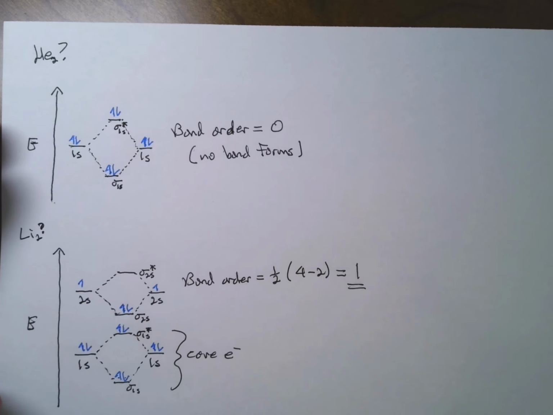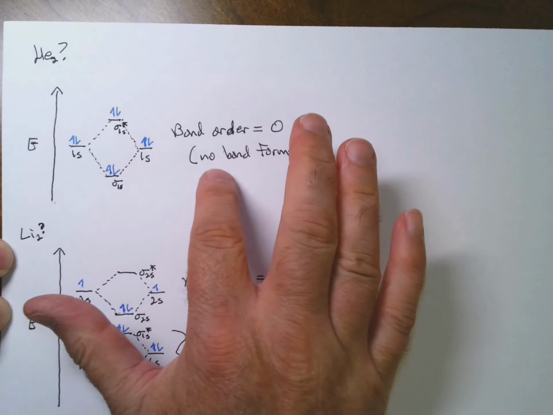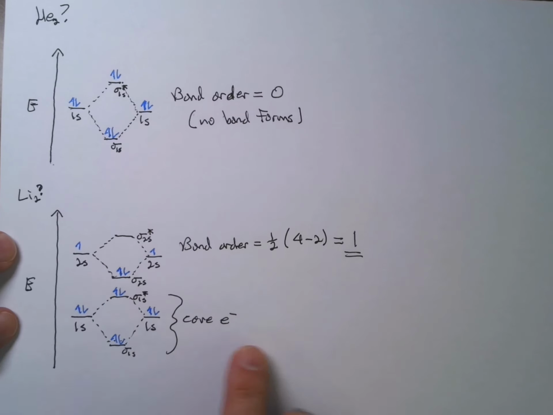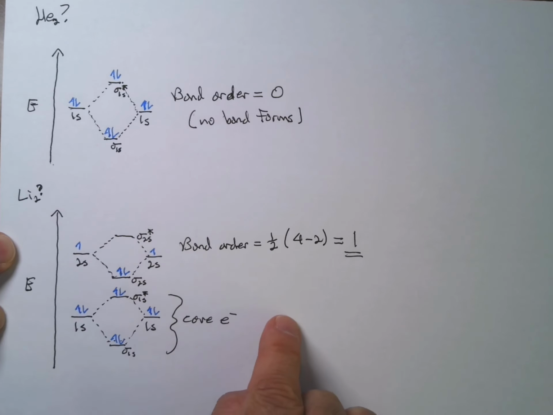All right. So those are some diatomic molecules. We saw H2 has a bond order of 1, so it forms. He2 has a bond order of 0, so it would not form. And then Li2 has a bond order of 1, so in theory it could form.